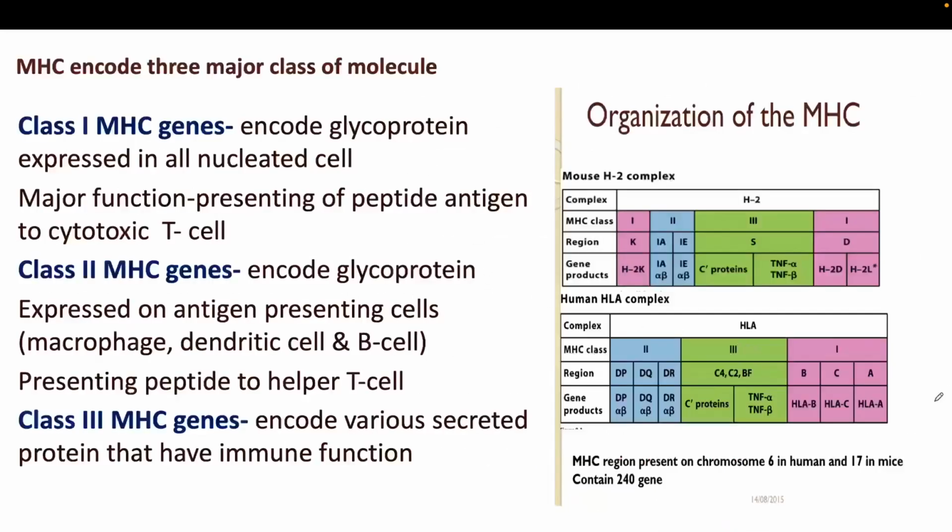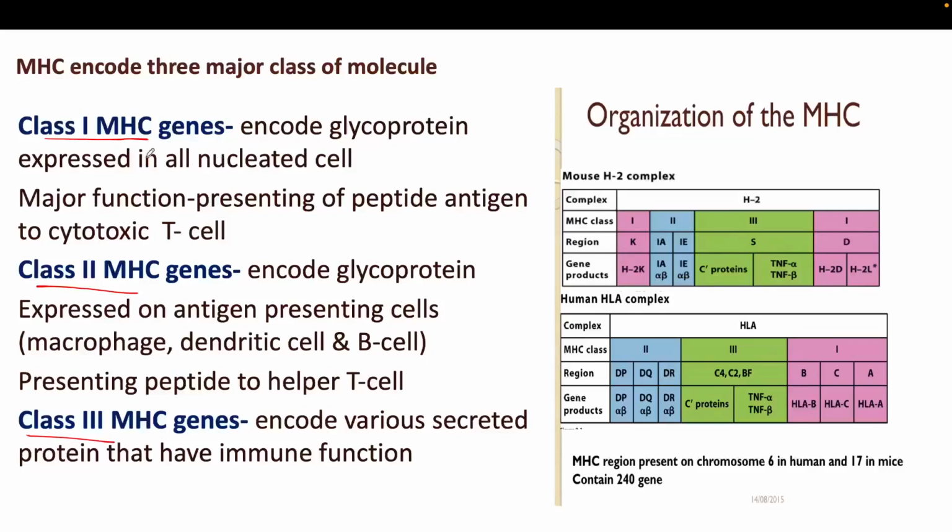There are three major classes of MHC molecules: class 1 MHC, class 2 MHC and class 3 MHC. Class 1 MHC molecule is present on all nucleated cells inside our body, whether immune cells or non-immune cells. The RBC does not have a nucleus, so MHC class 1 will not be present there, but apart from that it is present on all types of cells inside our body.